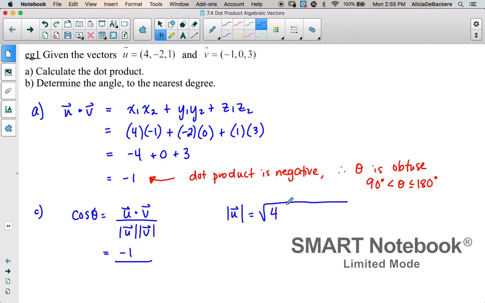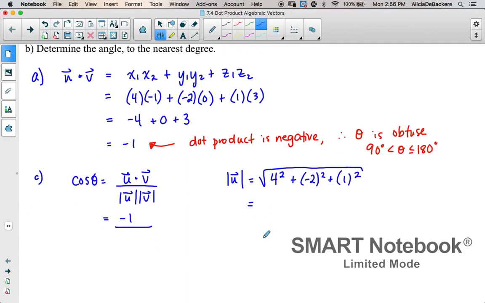So really it's 4 minus 0 is just 4 squared, and then -2 squared, 1 squared. And then we're going to figure out that that comes out to the square root. We've got 16 plus 4 plus 1, so the square root of 21. And then we'll do the same thing for vector v.